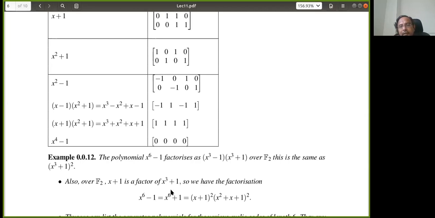So what are the factors? So x plus 1 two times, x square plus x plus 1 two times. So how many total factors will come now? Total number of factors for x cube minus 1 now? Can somebody come up? 16. 16 will not come. Factors only.